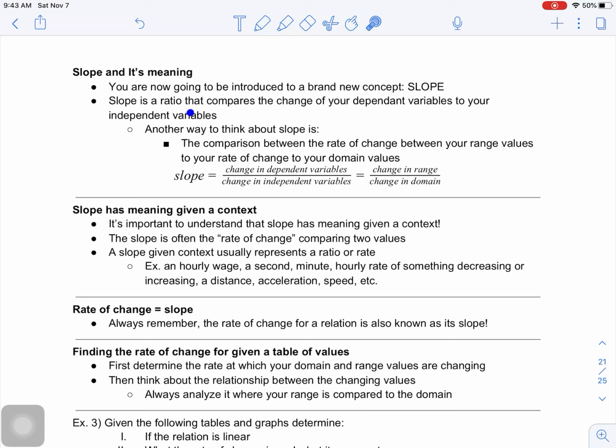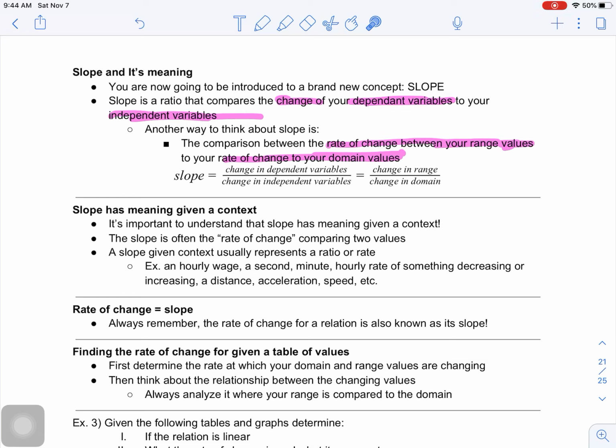Now, what is slope? Well, slope is a ratio that compares the change of your dependent variables to your independent variables, okay? So essentially, it's a ratio, and that's all it is. Another way to think about slope is it's the comparison between the rate of change of your range values and the rate of change of your domain values. So here's a simple equation: change in dependent variables over your independent variables, or the change in range over the change in domain.